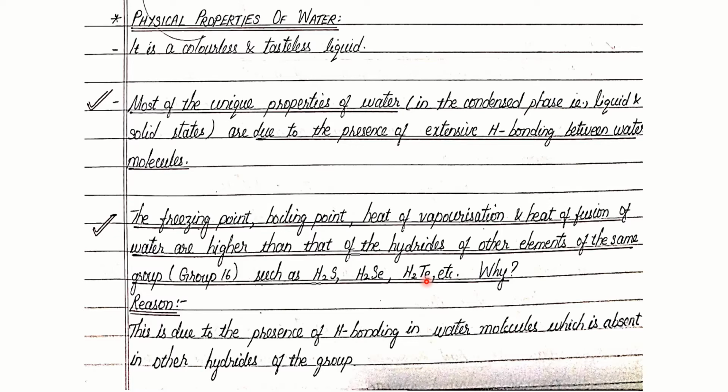Why is it so? Because hydrogen bonding occurs between hydrogen atom of one molecule with either nitrogen, oxygen or fluorine atoms of other molecules and not with any other atom. Since hydrogen bonding is absent in hydrogen sulfide, hydrogen selenide and hydrogen telluride, their freezing point, boiling point, heat of vaporization and heat of fusion values are lower than those of water. Students, this is a very important point. You may get a question based on this in your exam. So, give importance to this point and learn.